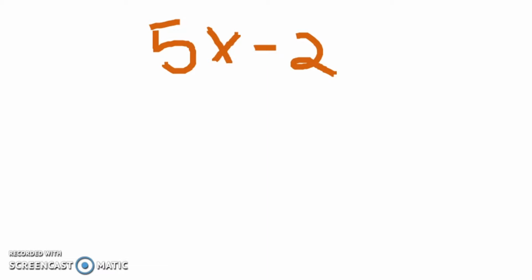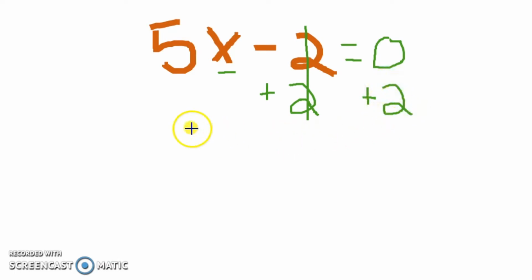So the next equation we're going to solve is 5x minus 2. 5x minus 2 has the same basic form as our last equation, 9x minus 3, where we have one x variable right here. So we're going to go ahead and do the same steps as before. We're going to set it equal to 0, and we're going to try and get x alone. So we're going to move this 2 on over. To get rid of that, we're going to add 2. And then these 2's are going to cancel. We've got to keep things equal, so we've got to add 2 to the other side as well.